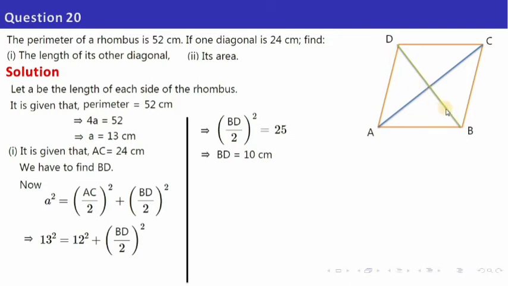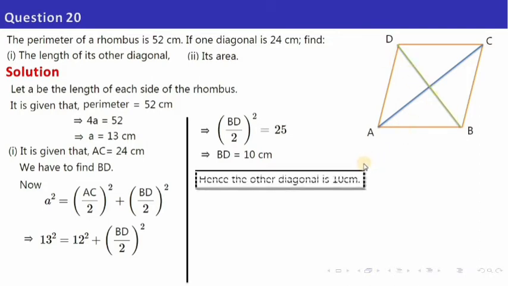So I got the BD. So that's why the other diagonal will be 10 centimeter. Now the question is asking you to find its area. All of you know the area of a rhombus will be half into the product of the diagonals. I've given you the formula. So half into the product of the diagonals.